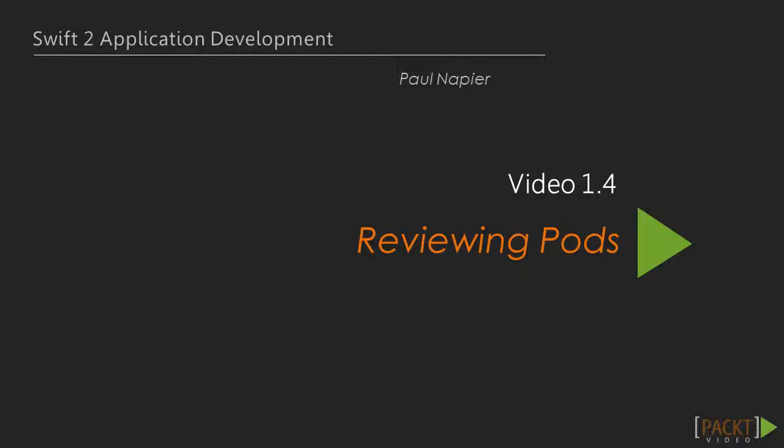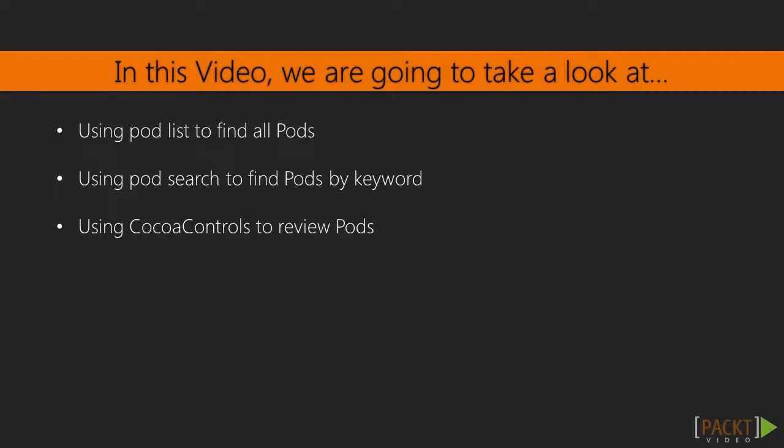In the previous video, we learned how to install Cocoa Pods. So now we want to learn how we can integrate pods into our project. The first step for this is to review the pod that we want. In this video, we're going to use different ways of finding pods. The first we'll look at is pod list, which lists all our pods. The second is pod search, where we can find pods by keyword. And finally, we're going to use Cocoa controls to review the pods.